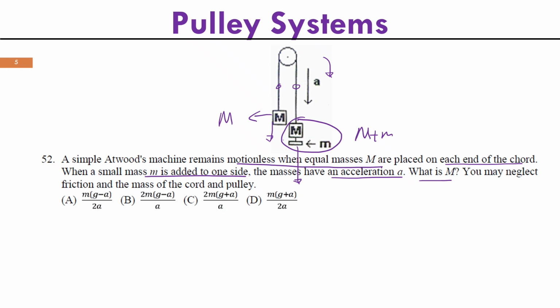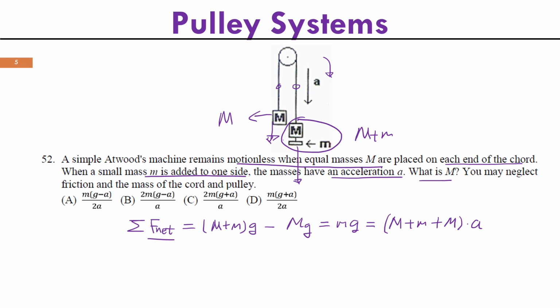So for the whole system, I can write my net force equals (big M plus small m) g minus the force on the left, which is Mg. So my net force is basically small m times g, which equals the whole system's mass times acceleration. So for the whole system, I have big M and small m and another big M on the left side, and that times the acceleration is my net force.